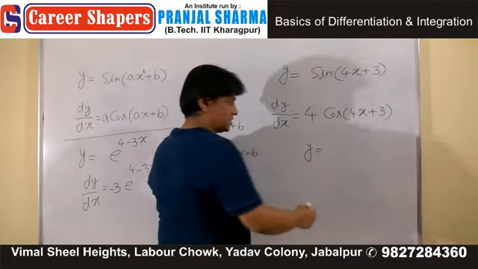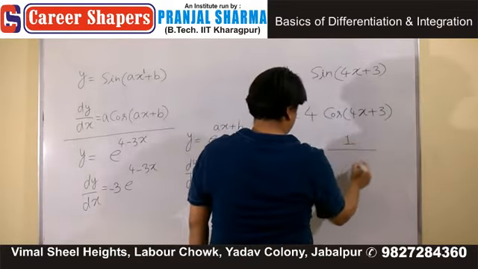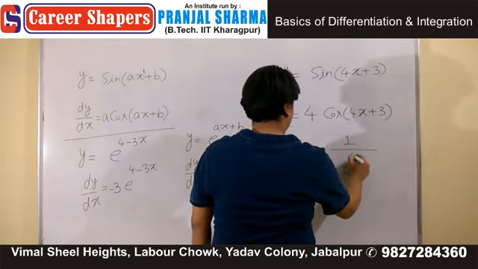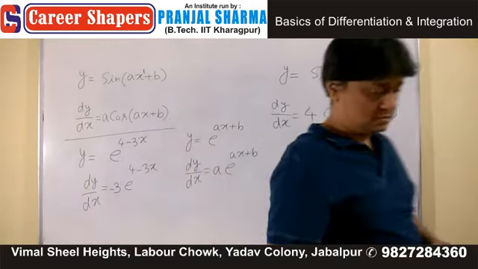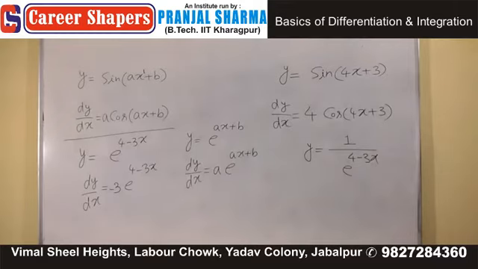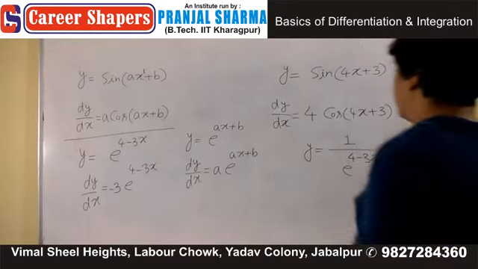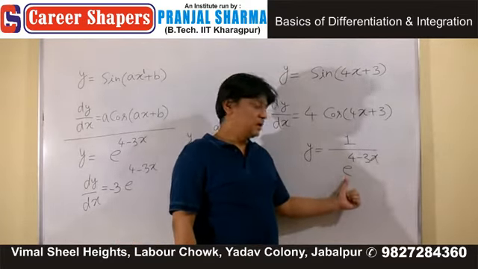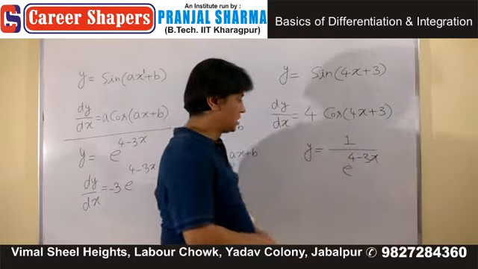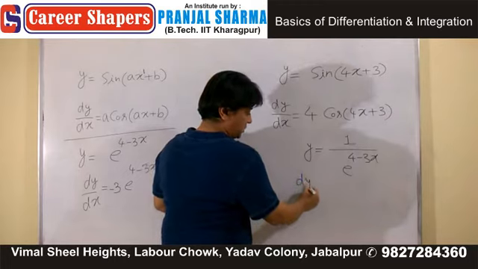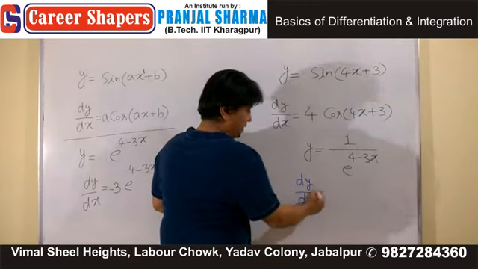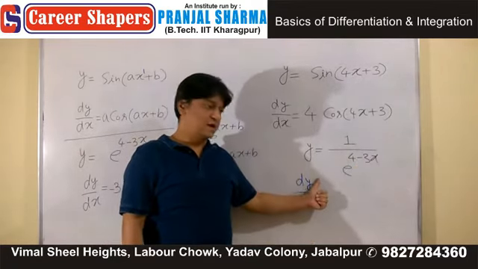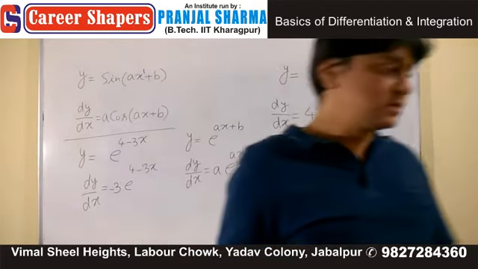Let's see how many of you can answer this. Y is 1 upon e to the power 4 minus 3x, and you need to answer dy upon dx. Write down your answer in the comment box.